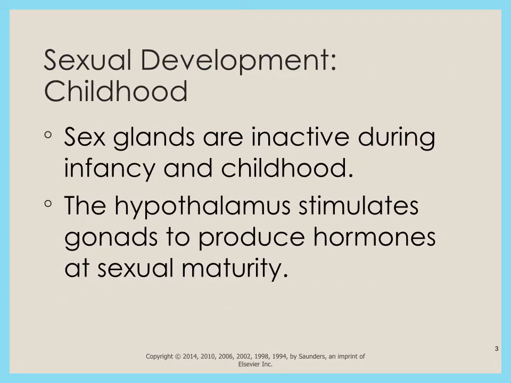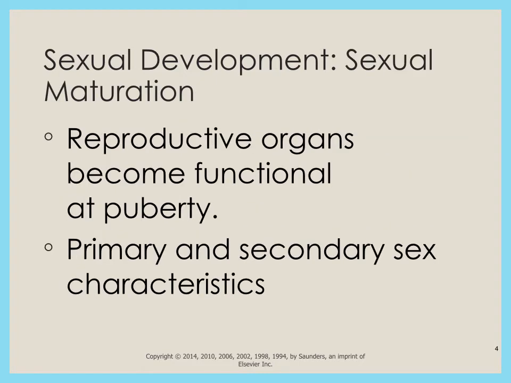Sexual development during childhood is inactive, though the hypothalamus is present and sexual organs are present and developed. The hypothalamus stimulates gonads to produce hormones of sexual maturity, and that's what kickstarts the active part of sexual development. Sexual development and sexual maturation: reproductive organs become functional at puberty. Primary and secondary sex characteristics are also developed during the period of sexual maturation.